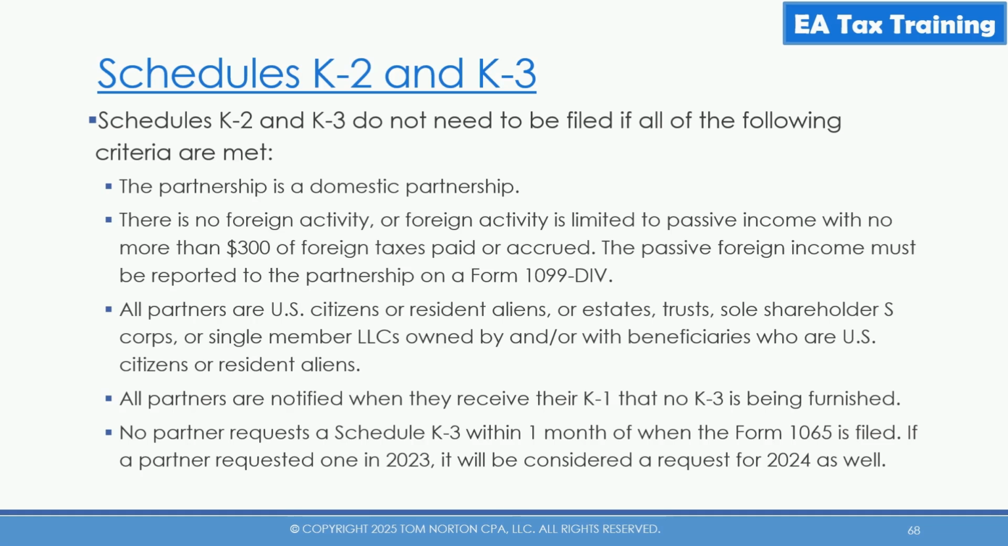And then if any partner requests a Schedule K3 within 1 month from when the 1065 is filed, then you do have to go back and issue the K3s. So you tell them, hey, we're not sending you a K3. And one of the partners comes back and says, hey, I know you said you're not sending one, but I actually need one. Then you do need to go ahead and file them. And if a partner requested one year, then you need to assume that they also need it the next year.